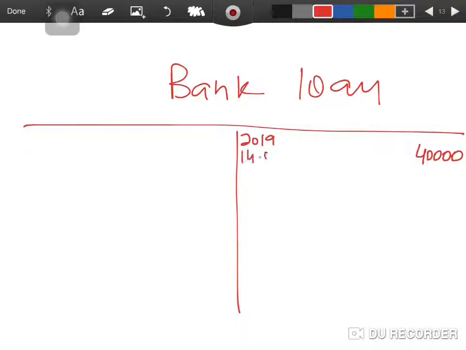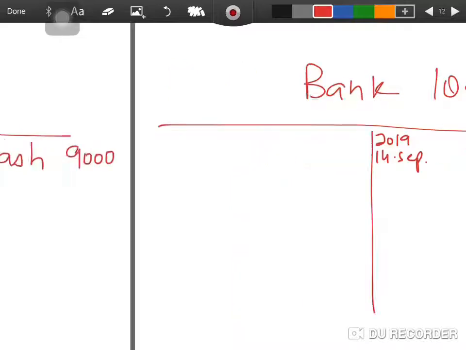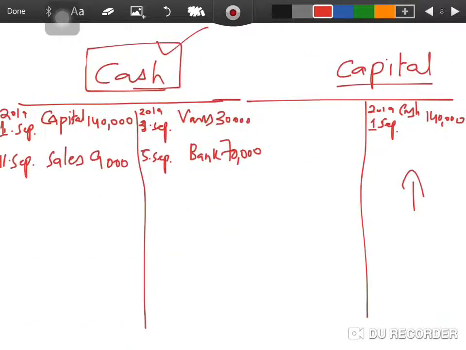And you're going to write cash here, because the other entry for this transaction is going to be on the debit side of the cash account. We're going to write bank loan here, and the date is 14th September.